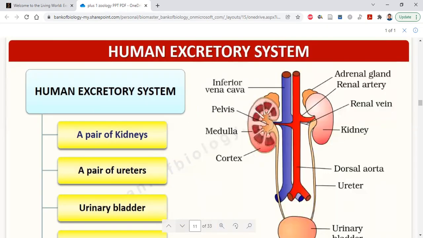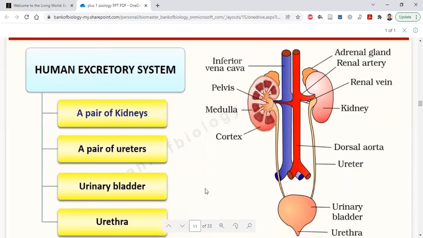Okay, as we are just seeing, these are all the organs. You can see some structure of a kidney. Usually it is called pelvis, medulla. These are the conical structures, and this is the cortex. This is the pelvis, and these are the inferior vena cava, and this is the dorsal aorta.